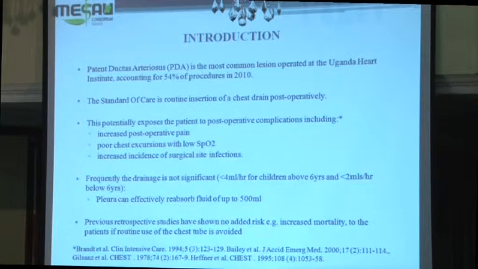PDA ligation is the commonest surgery that we do at the Heart Institute, and as the standard of care, we routinely insert a chest drain when closing the chest. The problem with the method we're using is that it predisposes the patient to more postoperative complications and may increase the cost of surgery.